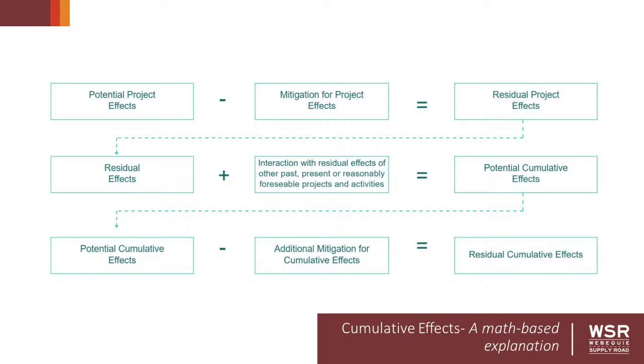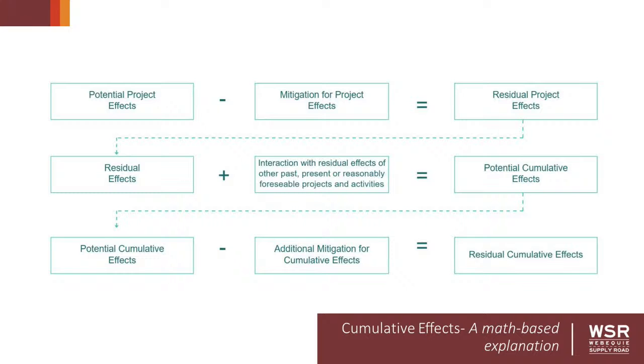But we're not done there. So once we've identified those potential cumulative effects, we can still mitigate. We can still do additional mitigation methods to reduce those effects. So that we end up taking whatever mitigation of reduction or elimination and subtracting that from the potential cumulative effects. And we end up with the final result, which is the residual cumulative effects. So the effects left over after looking at not only the WSR, but all the past, present, and future, reasonably foreseeable future projects. So that's sort of the explanation of cumulative effects using math. And I think that that one works pretty well, I would say.